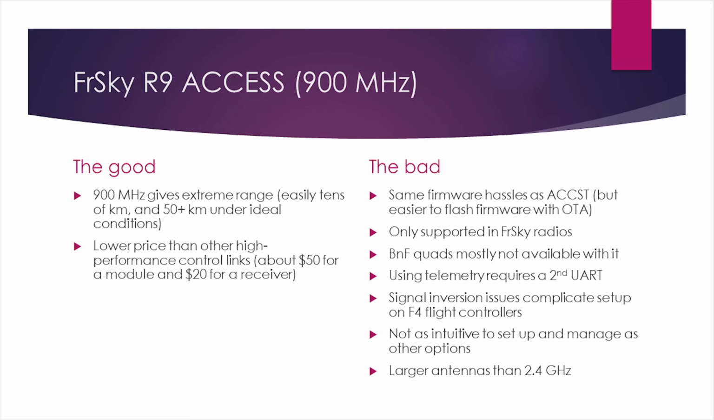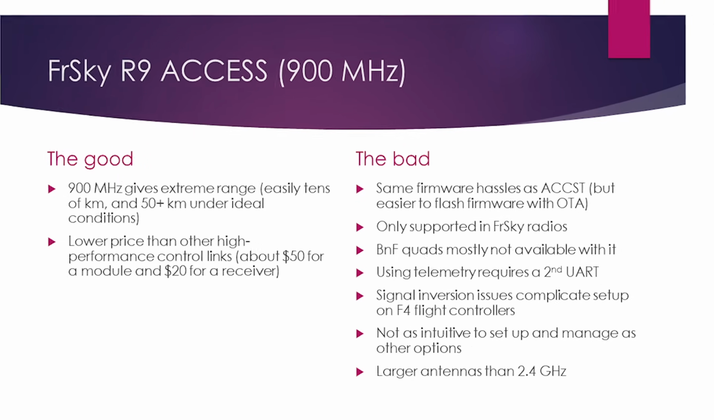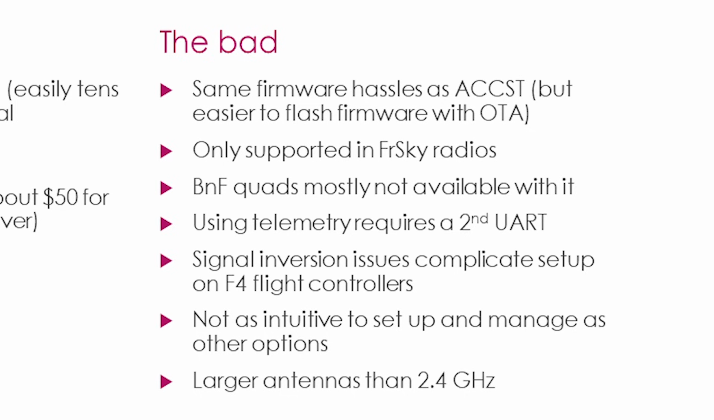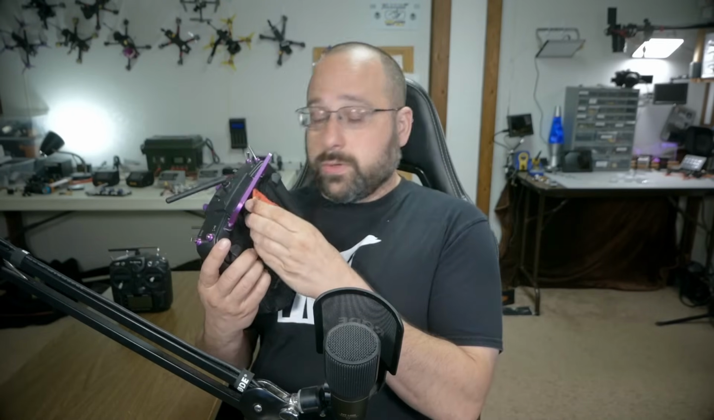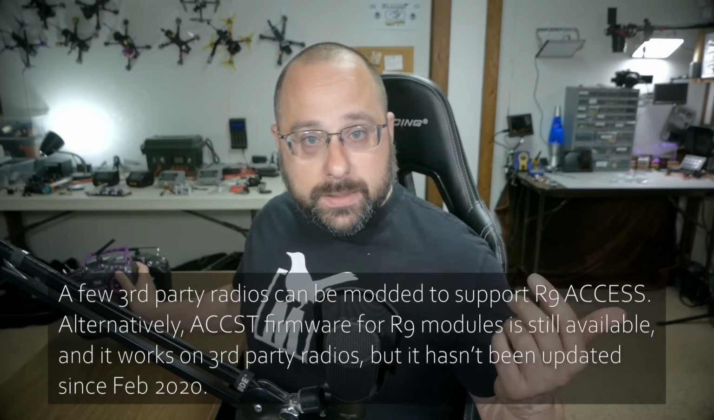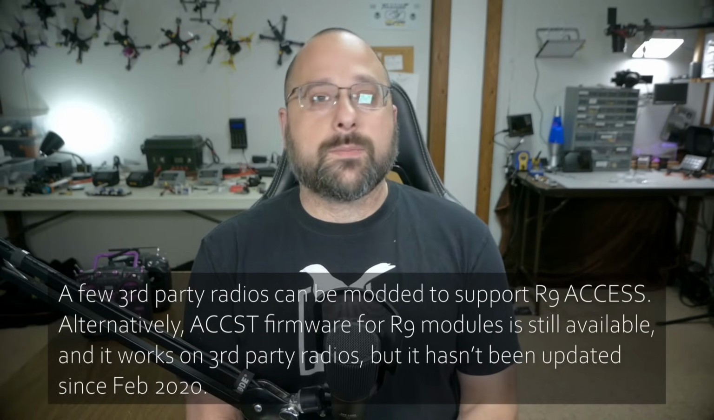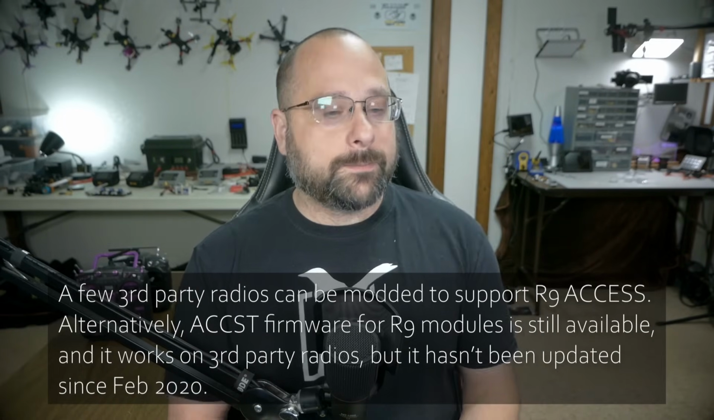The downside of FrSky R9 is basically the same as the downsides we've talked about with the other FrSky protocols. The FrSky R9 ACCESS module only works with FrSky radios. You cannot put it into the back of a third-party radio like this Radio Master. Well, you can put it in there, but the software won't support it. It won't be able to use it. It only works with FrSky radios, so you're sort of locked in there. But hey, FrSky makes good radios, so maybe you're okay with that.